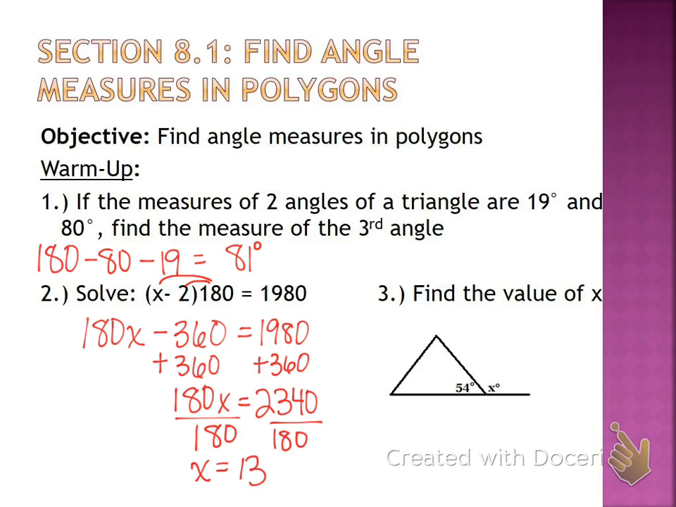All right, on number 3, the value of x. What do we know about the x angle and the angle they gave us? They're on a straight line, which means they have to be supplementary. They're a linear pair. They have to be supplementary. So 180 minus 54 gives us 126. Questions, concerns about any of our warm-ups? Ready to move on? Okay.